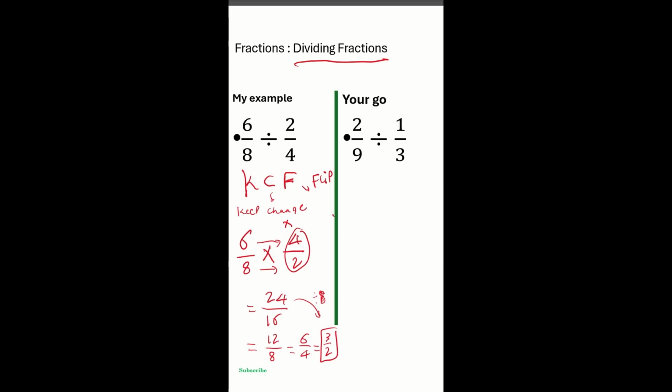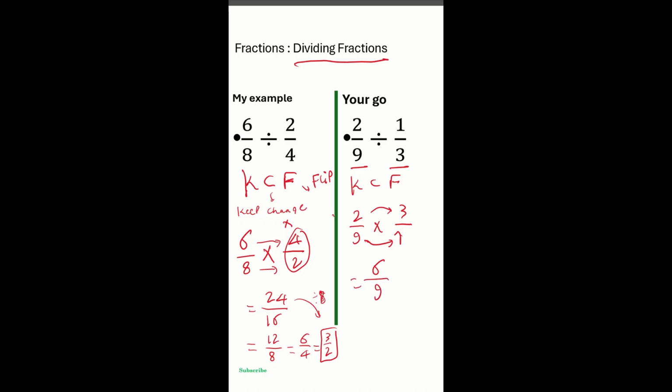Okay, so hopefully you had a chance to give this question a go. 2 over 9 divided by 1 over 3. We'll use the KCF method. KCF. So keep 2 over 9, change the division into multiplication, and flip 1 over 3 to 3 over 1. And then we multiply the numerator by the numerator and the denominator by the denominator. 2 times 3 is 6. 9 times 1 is 9.